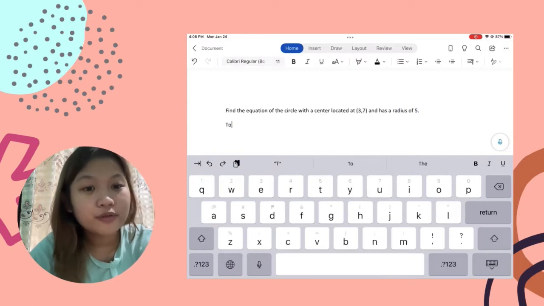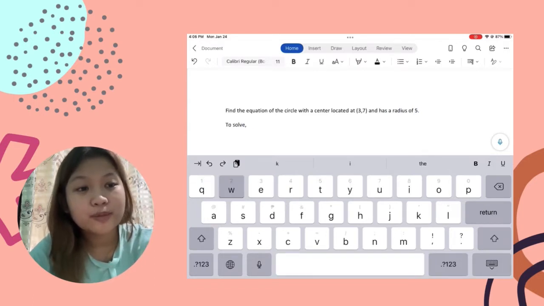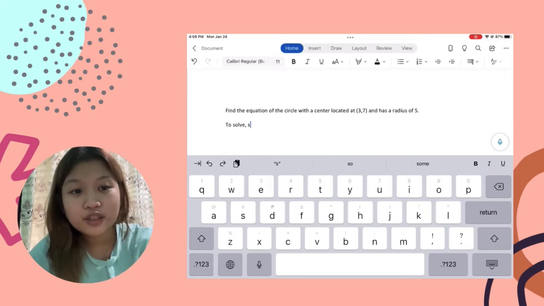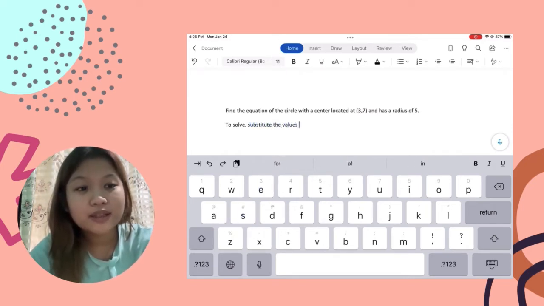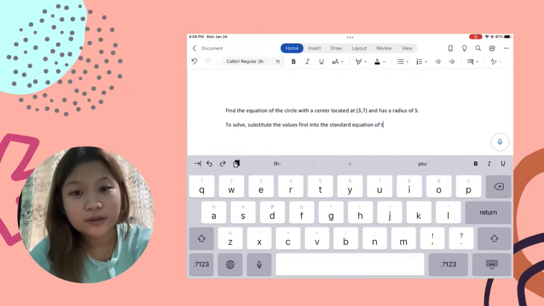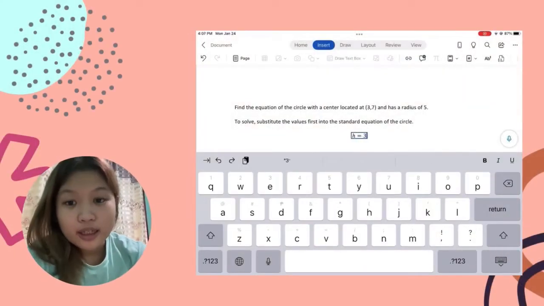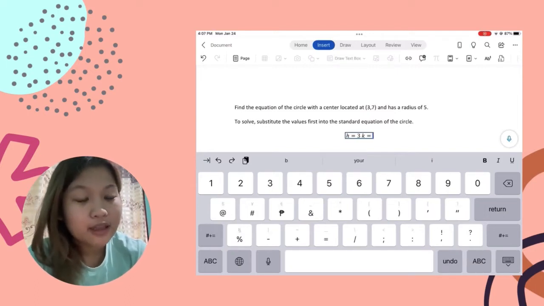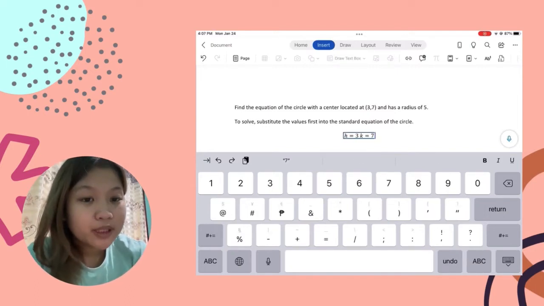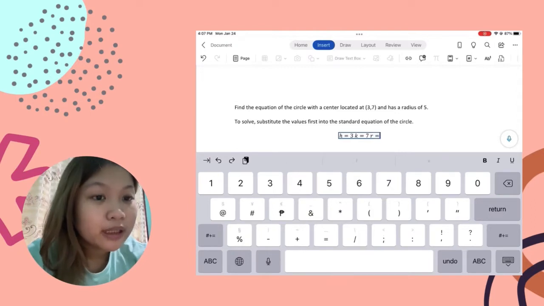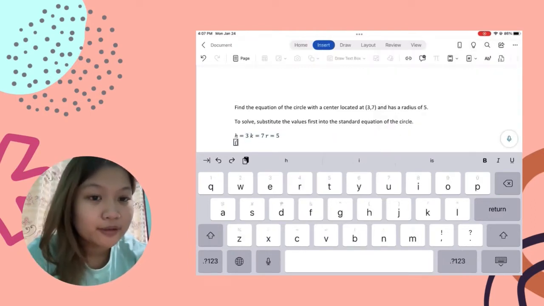To solve for the equation, we need to substitute the values h, k, and the radius into the standard equation in order to solve for the general equation. We all know that h and k are the coordinates of the center. So 3 will be the h, 7 will be the k, and r will be 5.